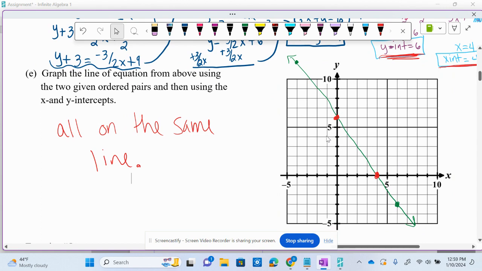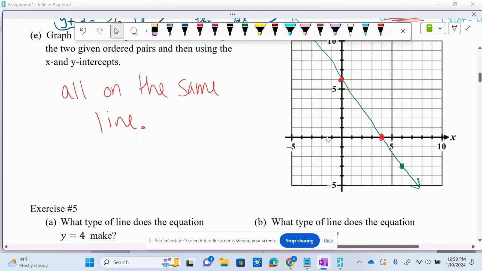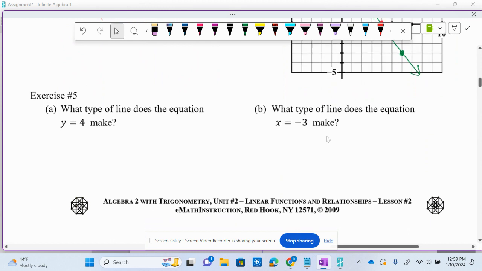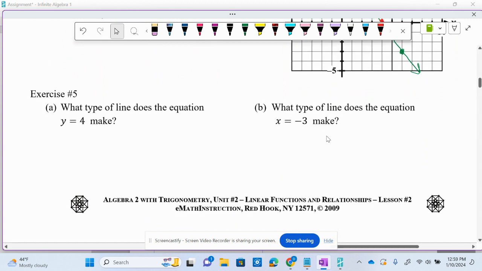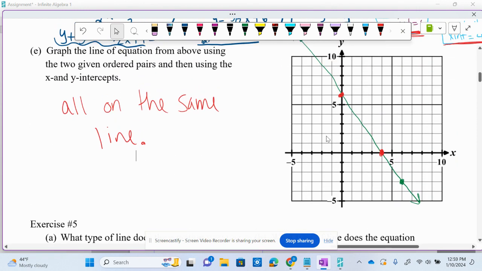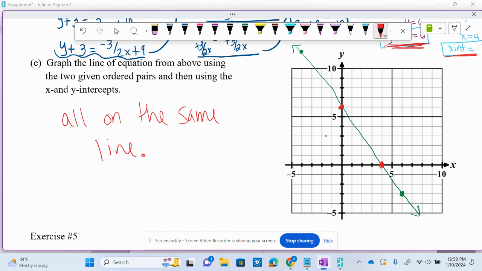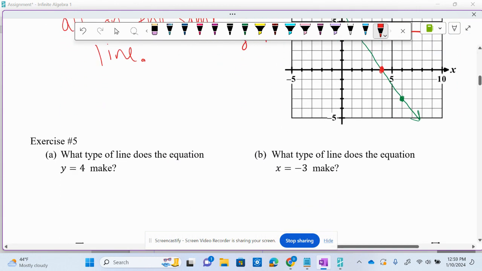I'm going to go to example 5, and then we're going to stop after this because we didn't get even nearly this far in period 1, and you guys are going to be way ahead of everybody. So example number 5: what type of line does the equation y equals 4 make? Do you want me to graph it so you can see it? What does it look like? It's horizontal. This is the line y equals 4.